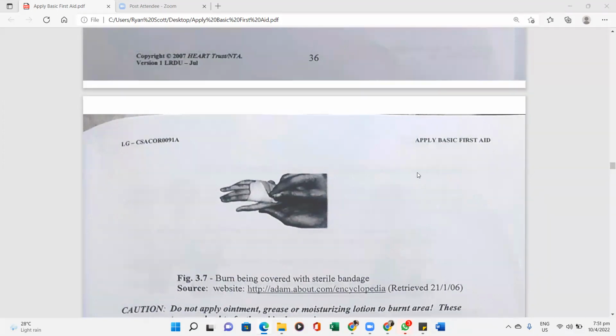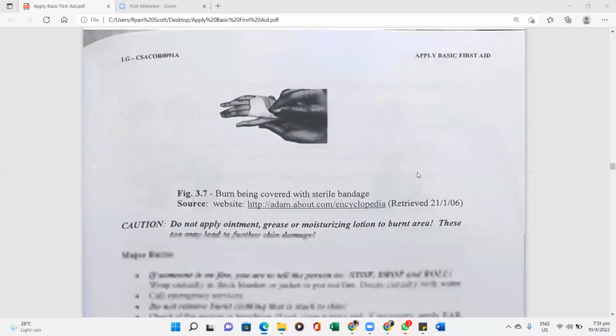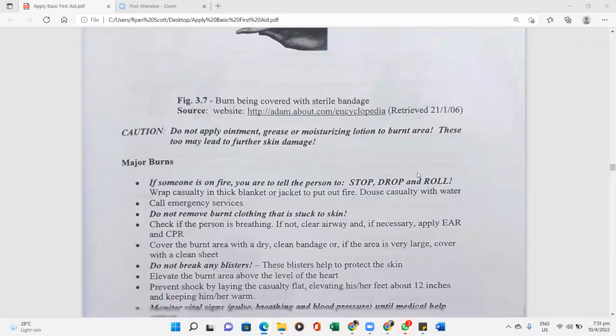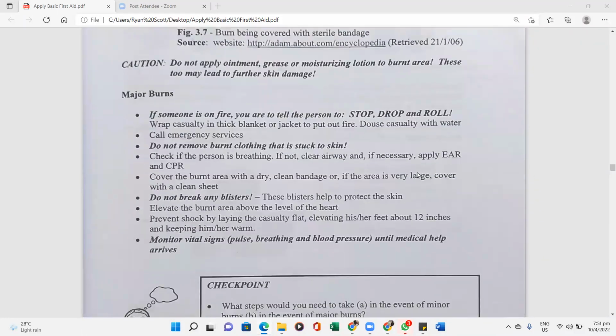Scroll down. All right. It says here, look what it says: do not apply ointment, grease, or moisturizer lotion to the burnt area. These may lead to further skin damage.